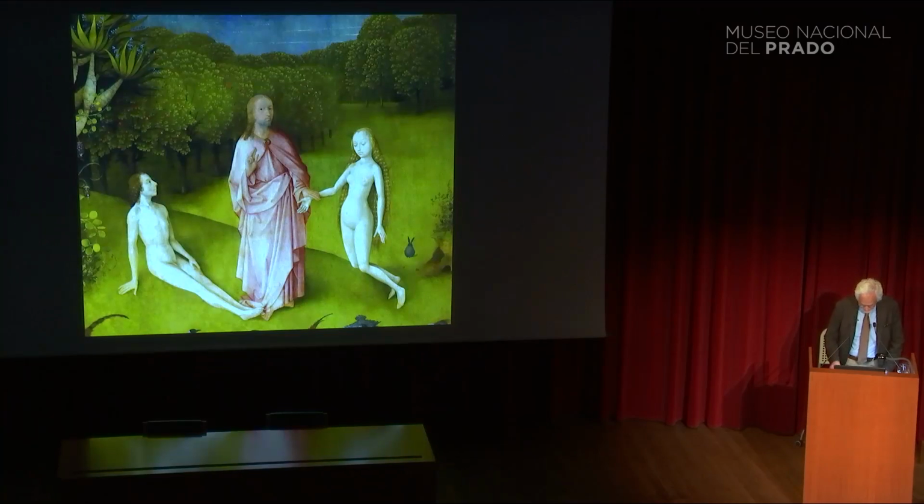And we have seen in the first lecture in this series that in Bosch's painting, Adam's stretched legs and crossed feet, which you see clearly here, precisely where they touch the feet of the Creator, prefigure Jesus' crucifixion.